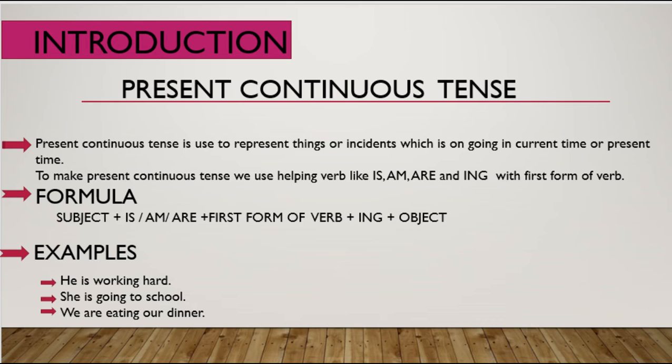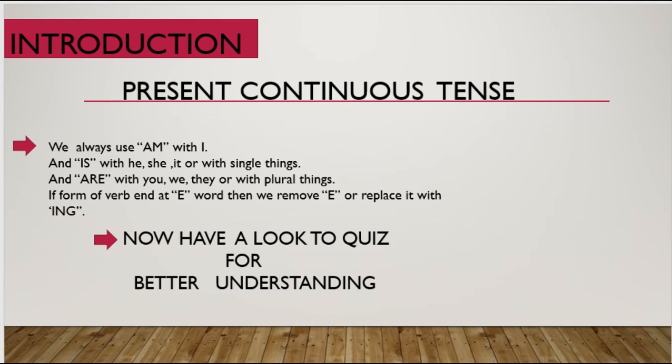Examples: He is working hard. She is going to school. We are eating our dinner. We always use am with I, and is with he, she, it, or with single things, and are with you, we, they, or with plural things. If the form of the verb ends with the letter e, then we remove e or replace it with ing.